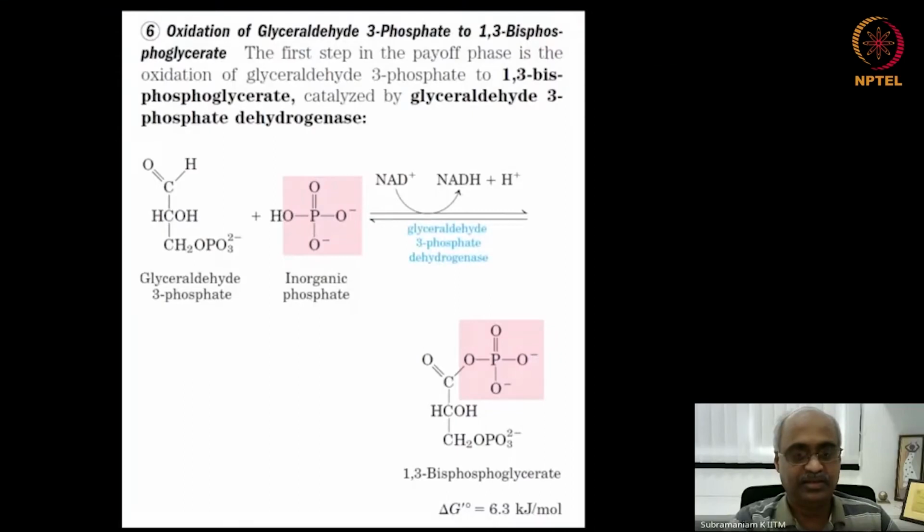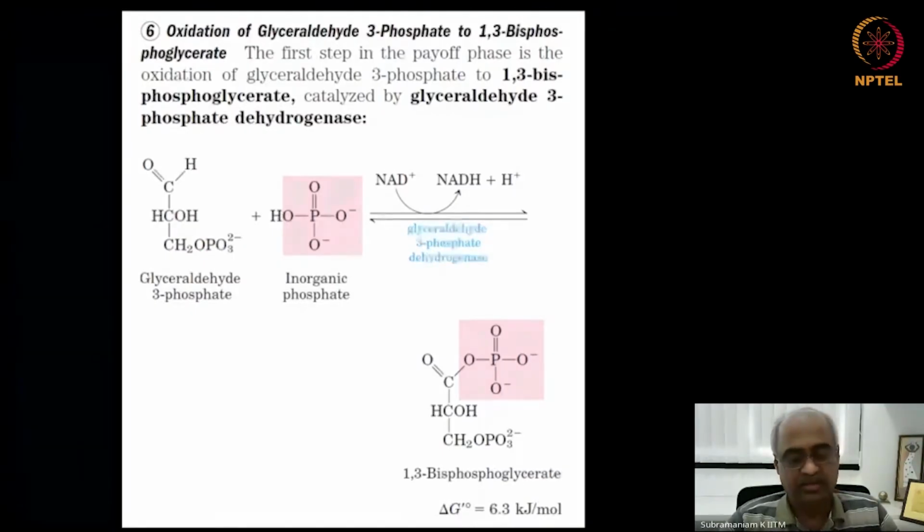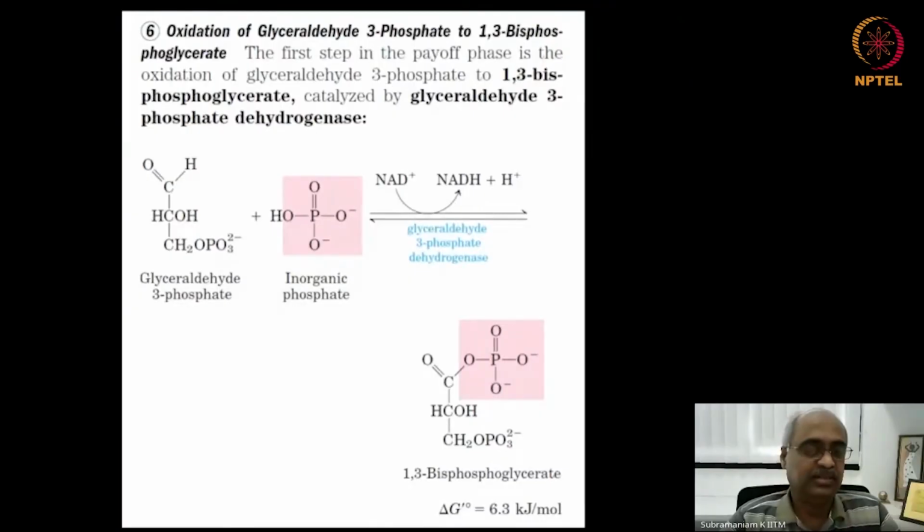So let us continue glycolysis that we discussed last Tuesday. We stopped at the step after the hexose is cleaved into two trioses, and then we saw dihydroxyacetone phosphate isomerizing into glyceraldehyde 3-phosphate. Today we will continue from glyceraldehyde 3-phosphate, but at the end we will have an overview of all the 10 steps that form the glycolysis.